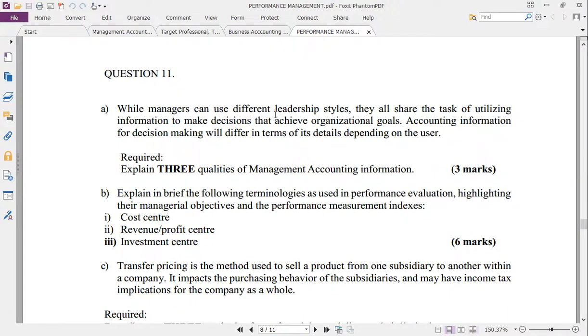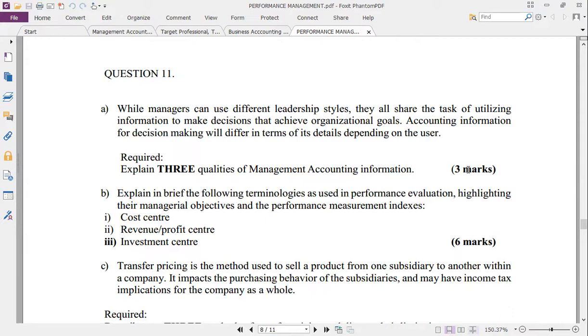Whilst managers can use different leadership styles, they all share the task of utilizing information to make decisions that achieve organizational goals. Accounting information for decision making will differ from person to person. Explain three qualities of management accounting information. This one dropped in November 2019, either in the intro or the level 2 management accounting paper. Three qualities of management accounting information.